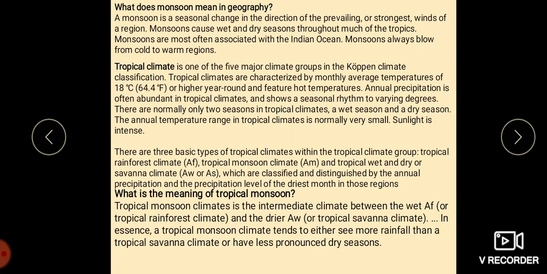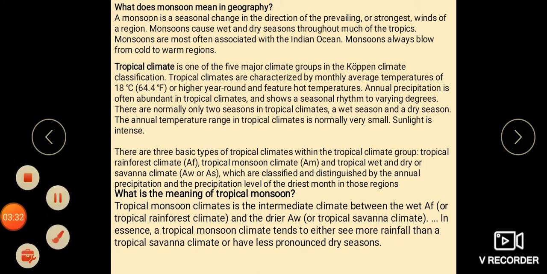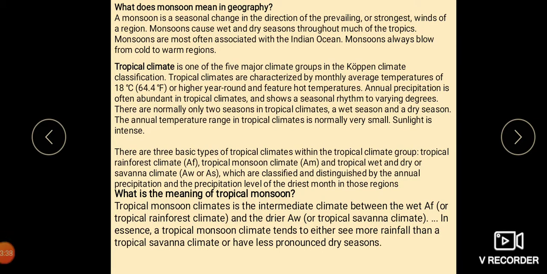So what does monsoon mean? When we are studying climate, we also talk about the monsoon. What do we mean by the word monsoon in geography? From which language does it come? In Hindi we call it Mausam. Then what do we call it in Kannada? Just find out in your mother tongue what they call the word monsoon.